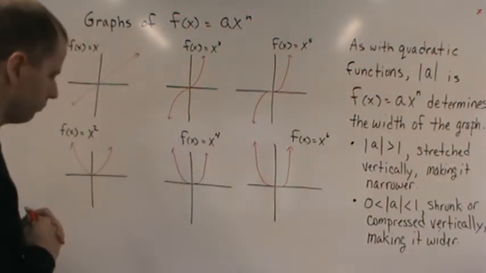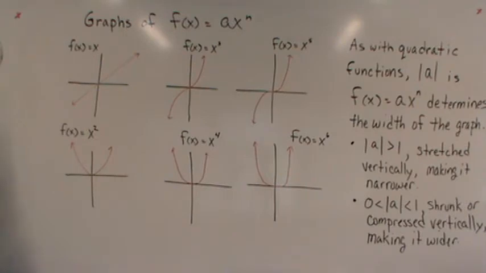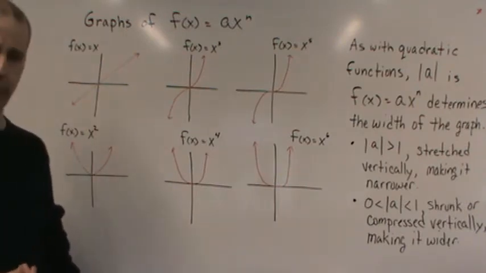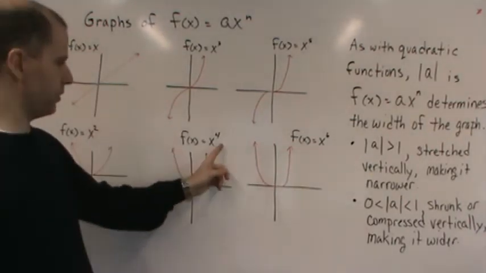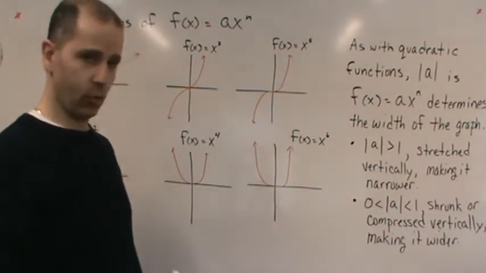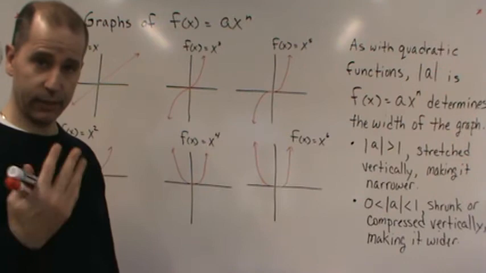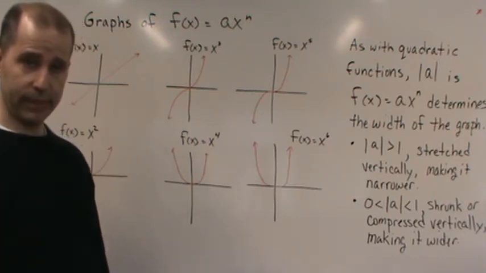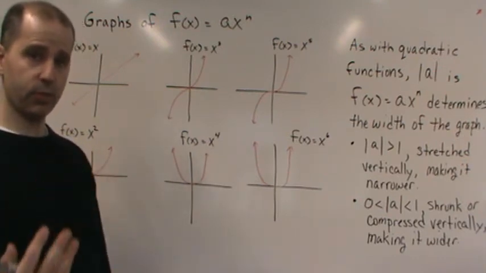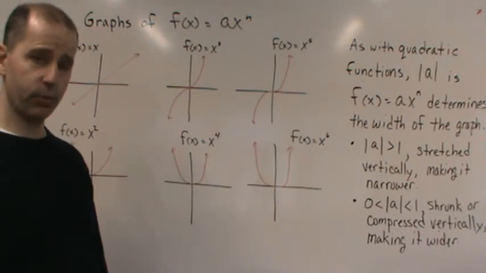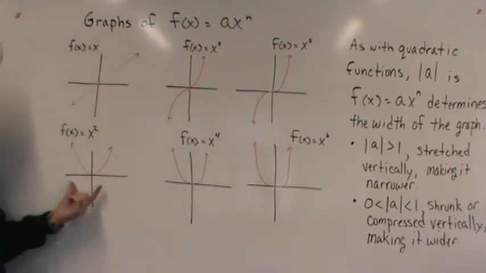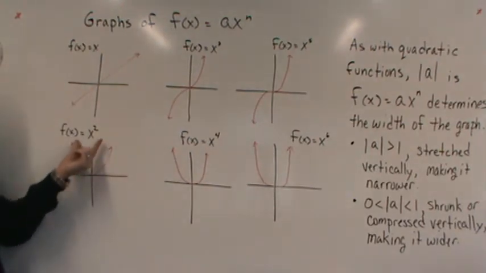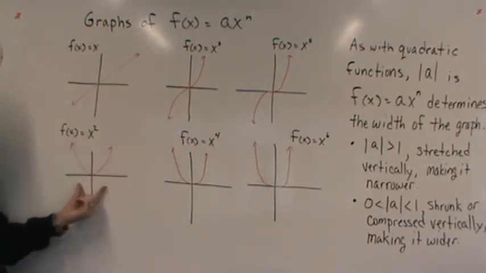Now let's look at even functions. We know from our work with even functions that even powers, or even degrees in this case, mean an even function, which means it's symmetric with respect to the y-axis. And so we get graphs that look like this. Again, our basic squaring function, our parabola.